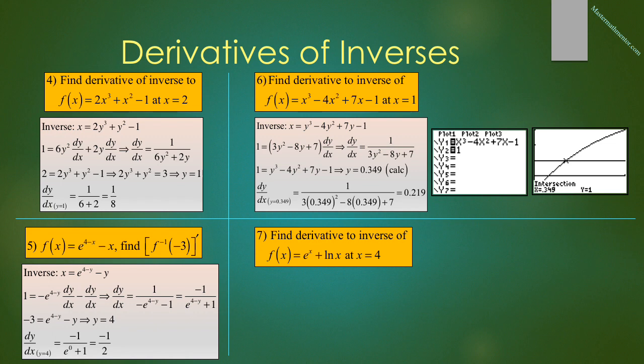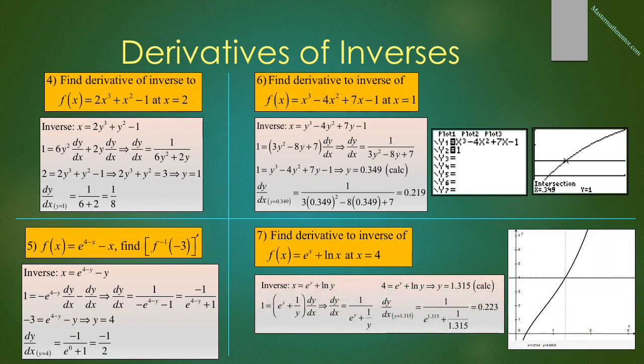0.349. Now realize that we are really saying that y equals 0.349. You cannot graph using any variable but x. But the numerical answer to whatever variable you use is 0.349. So dy/dx at y equals 0.349 is 1 over 3 times 0.349 squared minus 8 times 0.349 plus 7, and we get 0.219.